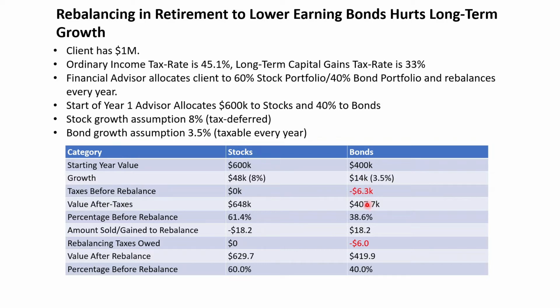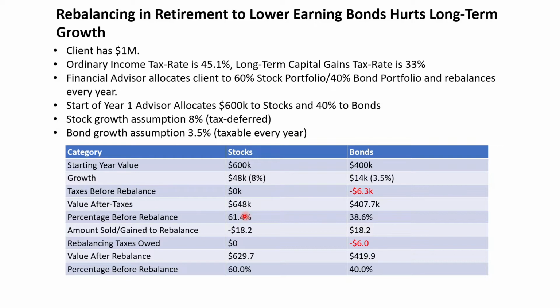So the net gain is about $7,000, or almost 7.7. So you add that 7.7, and this bond portfolio has 407.7, whereas the stock portfolio has the full 648, right? There's no taxes owed here. The issue, though, is that let's do our percentages again. Now I have $648,000 invested in stocks and $407,000 or $408,000 almost in bonds. Now my portfolio percentages are off, right? It's not 60-40 anymore. It's 61.4% in stocks and 38.6% in bonds. So now it's overweighted in stocks.